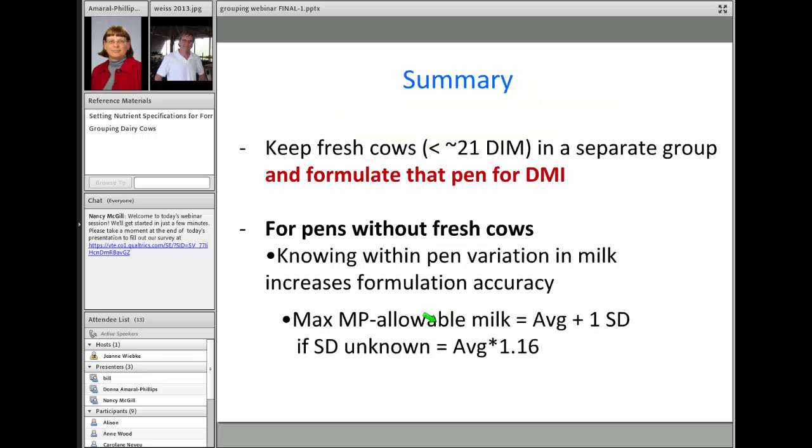Worry about feed intake. Okay, so to wrap up here, if at all possible to be nutritionally efficient, fresh cows go into their own group. You can afford to feed these a more expensive diet. By keeping these cows in their own group, you can feed the other groups closer to actual requirements.